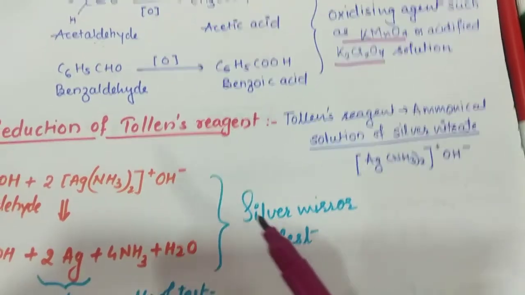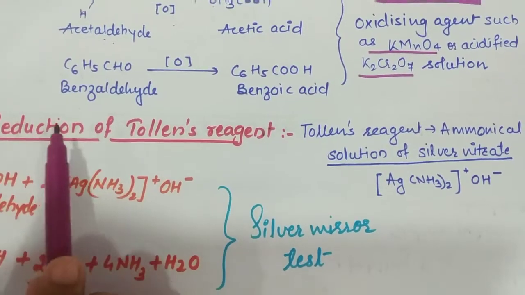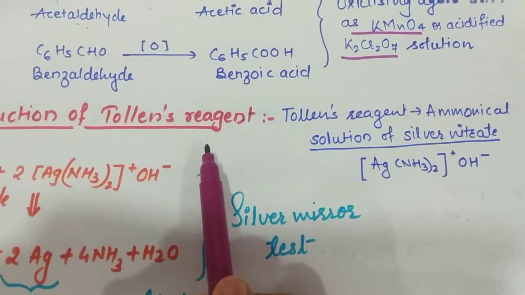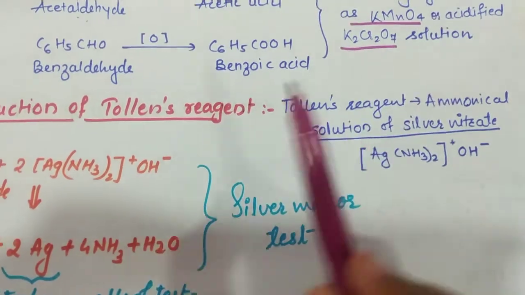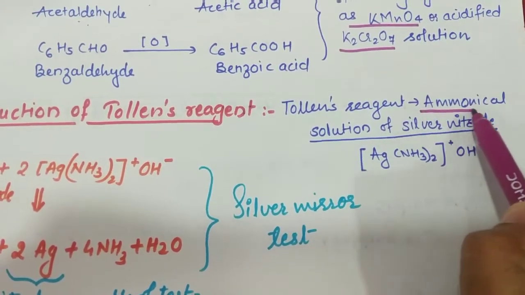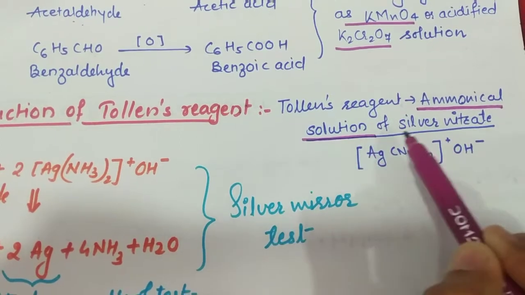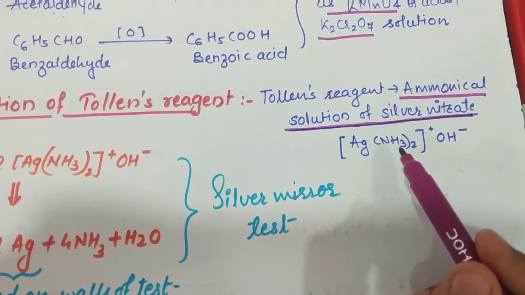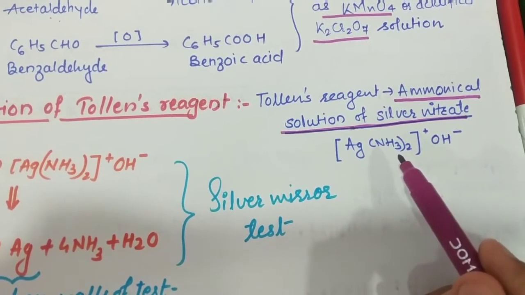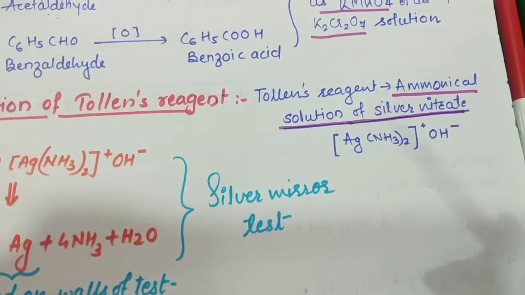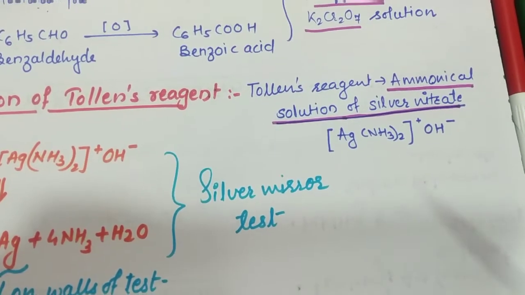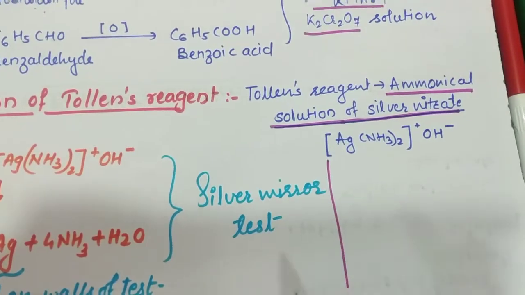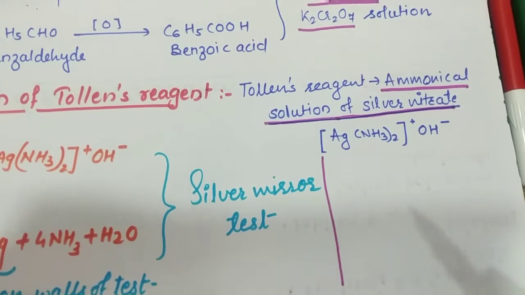The first reaction we are going to study today is the reduction of Tollens reagent. First of all, try to understand what Tollens reagent is. Tollens reagent is an ammoniacal solution of silver nitrate, with the formula mentioned here. We can either prepare it in the laboratory or bring it directly from any science laboratory. Here I am telling how we prepare it.